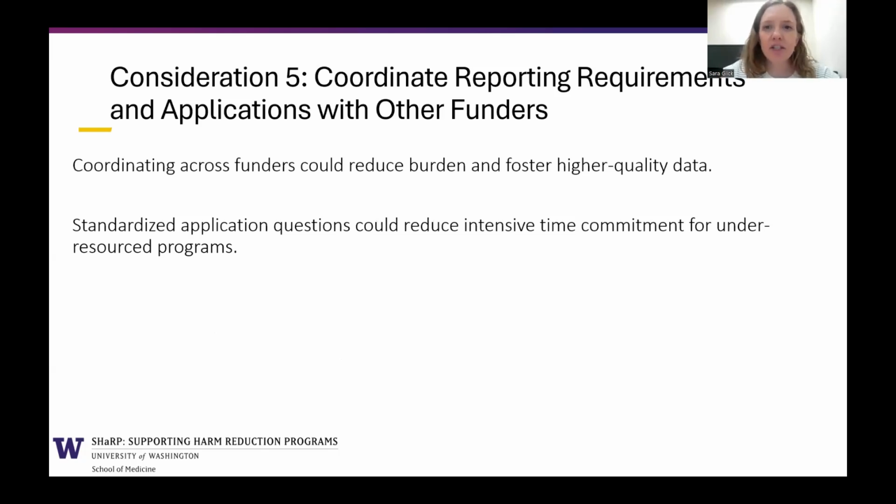The fifth consideration is to consider coordinating and synchronizing reporting requirements with other funders or government entities in order to reduce burden and hopefully foster higher quality data. So I think it's important to ask, is it possible for there to be standardized application questions in order to reduce the time that programs spend applying for grants? And I think this is especially true for all of those smaller amounts of money that programs are often applying for.